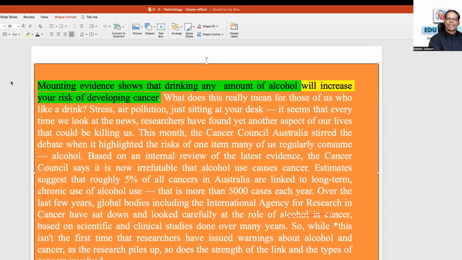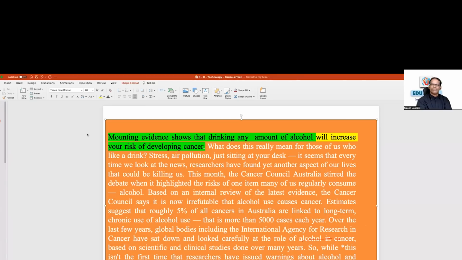Mounting evidence shows that drinking any amount of alcohol will increase your risk of developing cancer. Could you just translate into vernacular and tell me in very short what is the gist of it? Alcohol increases cancer. Consumption of alcohol increases cancer. I thought that is English. No, is it a vernacular? Maybe native speakers consider it as such.